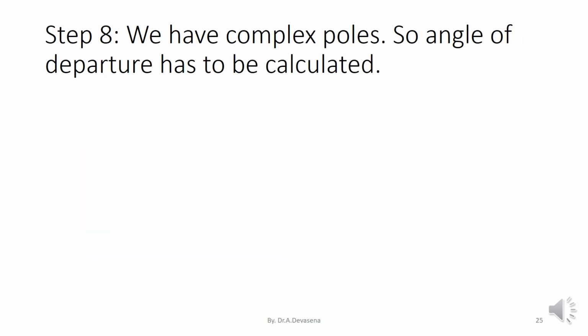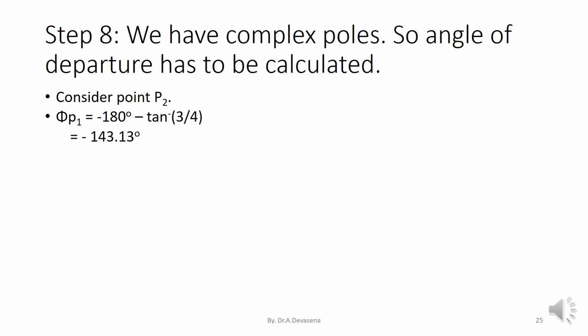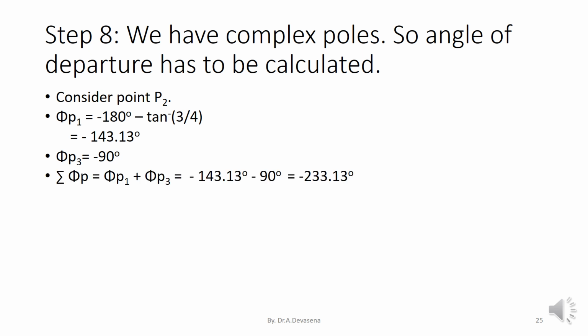We have complex poles, so the angle of departure has to be calculated. Consider point P2. Phi of P1 is equal to minus 180 degree minus tan inverse of 3 by 4. Its value is minus 143.13 degree. Now, phi of P3 is equal to minus 90 degree. Therefore, the sum of phi P is equal to phi of P1 plus phi of P3, that is minus 143.13 degree minus 90 degree. Its value is minus 233.13 degree.